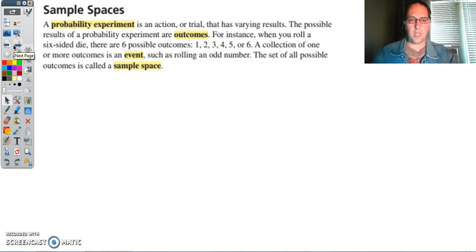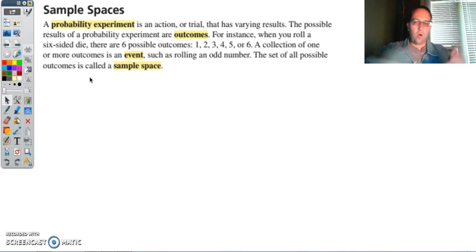A probability is a trial that could have different results. You could have a 1, you could have a 2, you could have blue, red, whatever. Alright? And all those different results are called outcomes. So, for example, when you roll a die, you could have a 1, that's an outcome. You could get a 2, that's an outcome. A collection of outcomes is called an event. So, if you're looking for an odd number, that's an event. It could be one. You got several different things that could make that event up.